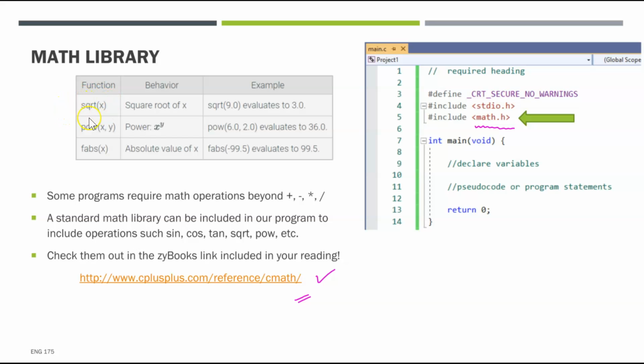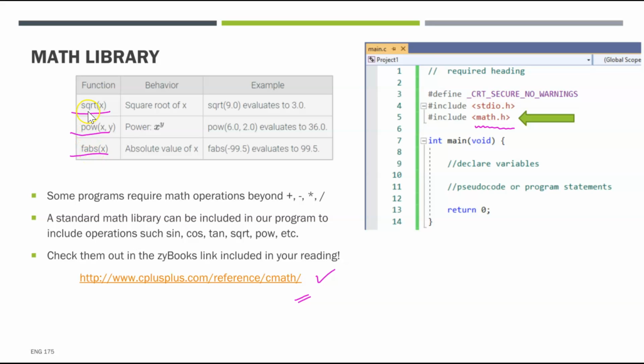For us, we might start out with using simple things like if I want to take the square root of something. So I'm going to take the square root of x, or whatever variable is inside of that parenthesis. Sqrt is the command that I want to use. If I want to raise to a power, we use pow. If I want to take an absolute value, we're going to use fabs, so absolute value.